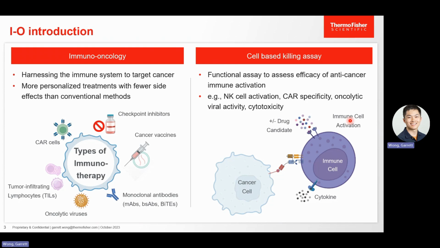And then lastly, there are tumor-infiltrating lymphocytes, which are immune cells that have already migrated to the tumor microenvironment. These can be isolated and expanded ex vivo. And once you have enough cells, they can be reintroduced to a patient to increase the immune response against the cancer. One key way to validate these types of therapies in vitro is a cell-based killing assay to examine a therapy's killing efficiency as well as the specificity against its target.